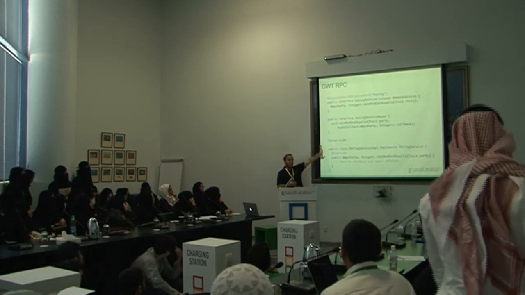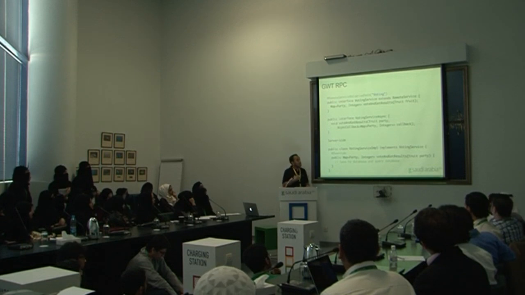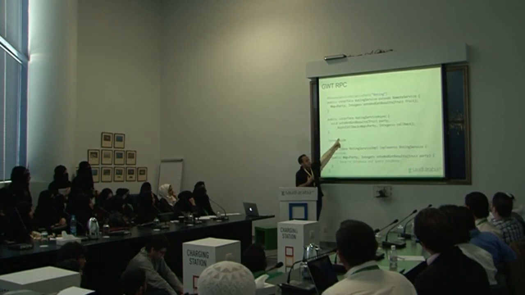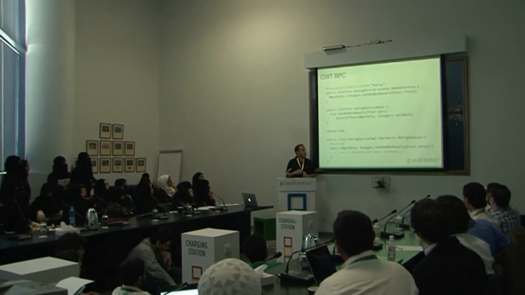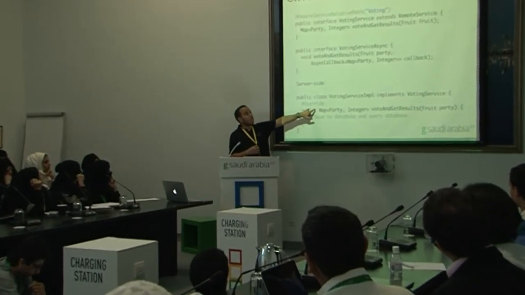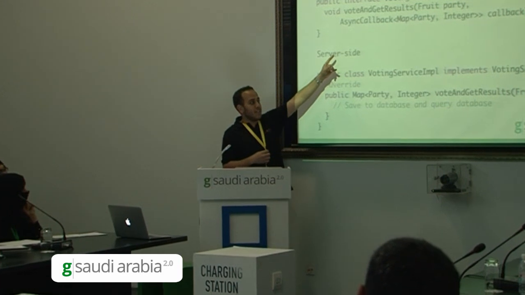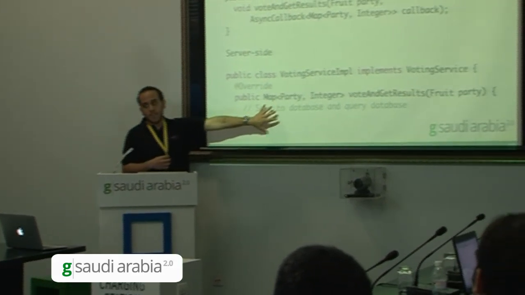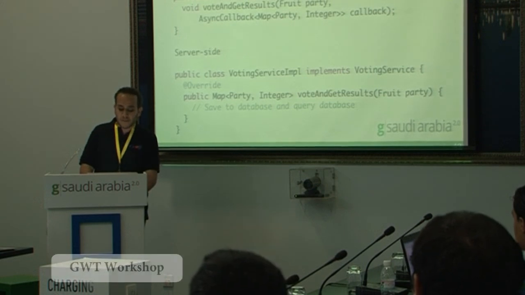the method is void, because I'm making a call and I'm not waiting for a return value. I get called asynchronously via this callback. Does that make sense to everybody? It's a little bit confusing for people that are new to asynchronous, but if you're doing JavaScript, you should be a little bit familiar with it. And then lastly, the service implementation, which implements the voting service. The client calls the asynchronous version, and then on the server side, it ends up calling this service implementation. If it's not that clear to you, it's not super important.